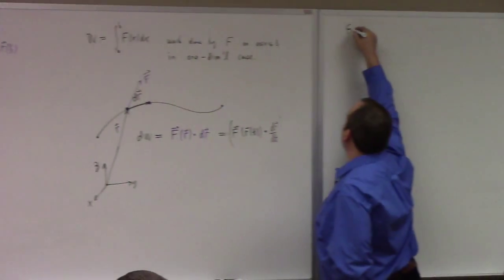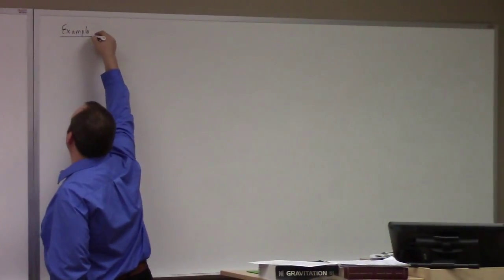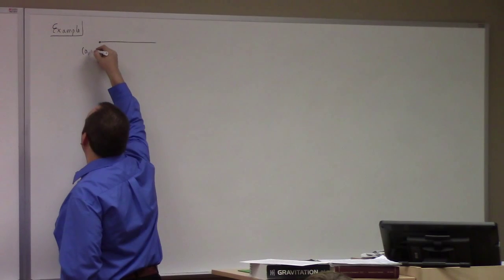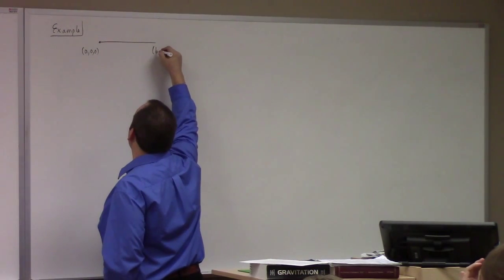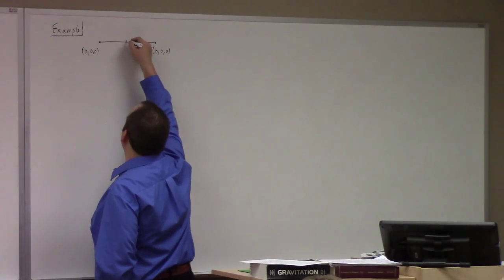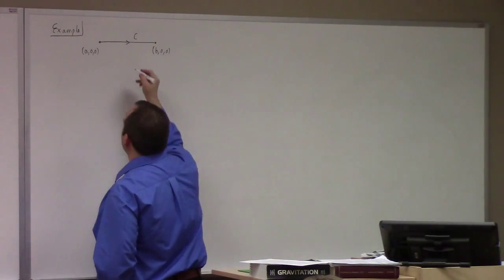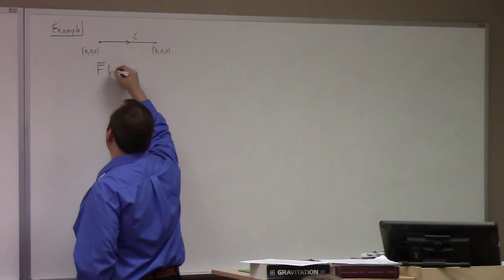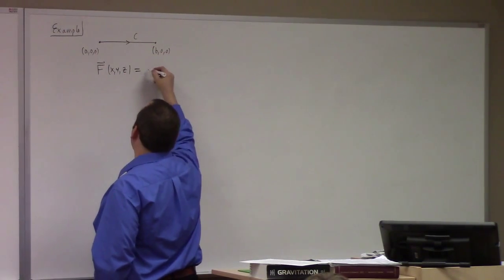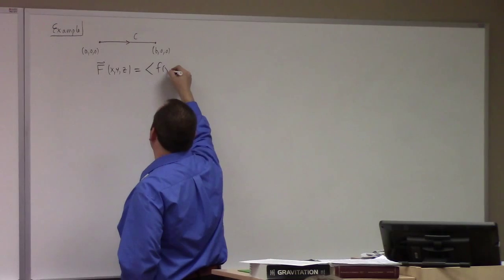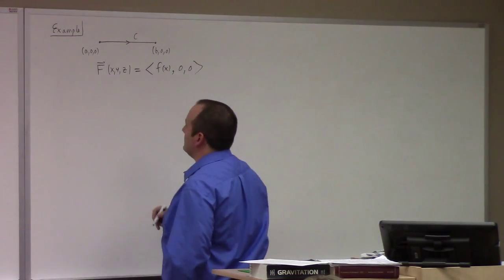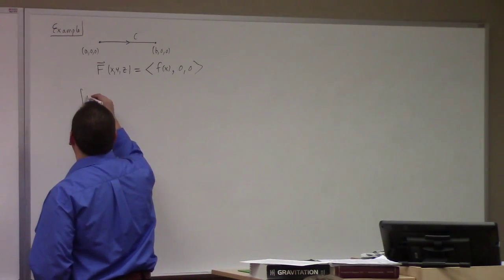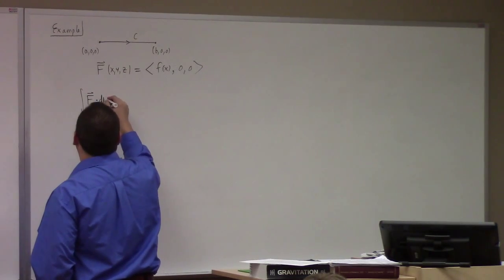So another example, and I will give you another kind of boring example. Suppose my curve goes from, say, A, 0, 0 to B, 0, 0. Here's my curve C. And I'm going to look at the vector field f of x, y, z just equal to, let's say, f of x, comma 0, comma 0. If I want to calculate the line integral of f dot dr along this curve C.